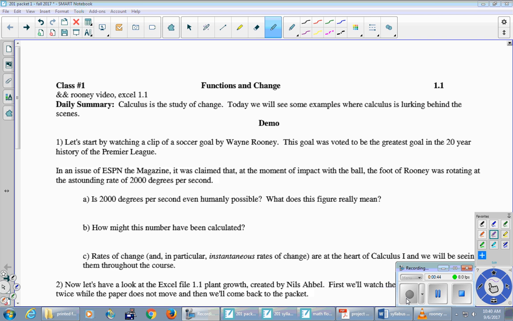So on the very first day of class, there's lots of logistical things to get to. And again, you've got 5 handouts in front of you. We will explain each of them in turn at some point during today's class. But we're going to start on the big packet, and we're going to jump right in with some math. So here we go. Our daily summary up there at the top. Calculus is the study of change. Today we will see some examples where calculus is lurking behind the scenes. And we're going to start, like any good calculus class starts, by watching a soccer clip.